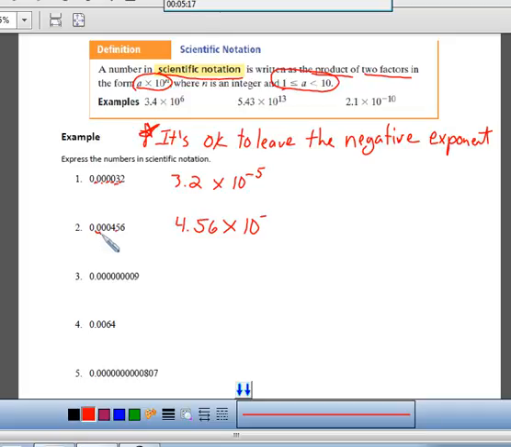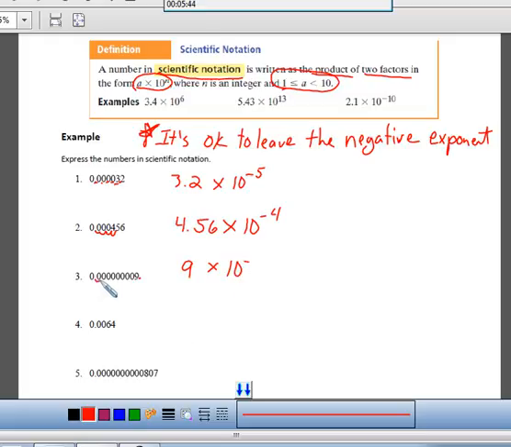Count the spaces. If you like to do loops because it's easier, that's fine. So 2, 3, 4. So times 10 to the negative 4. All right, let's do one more. All right, so this decimal needs to end up all the way over here on the other side of the 9. So we end up with 9.0, or just 9, times 10 to some negative number.